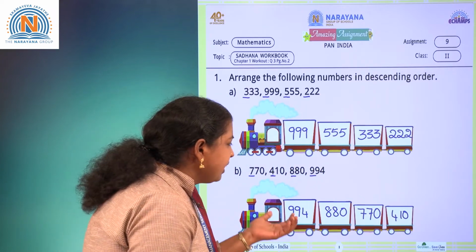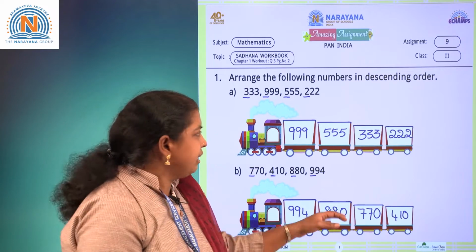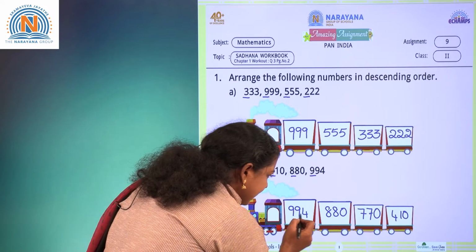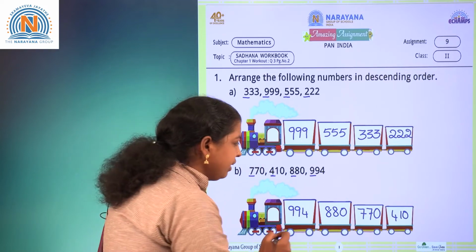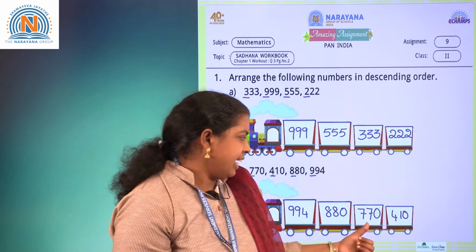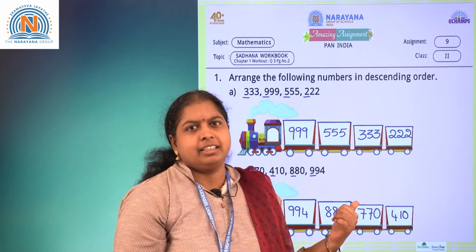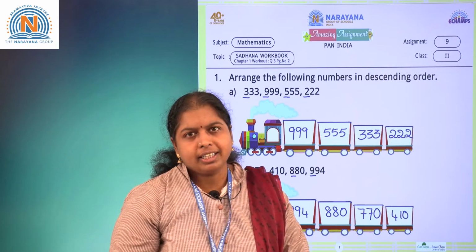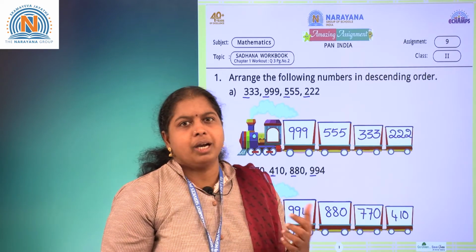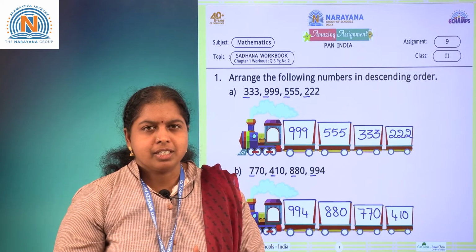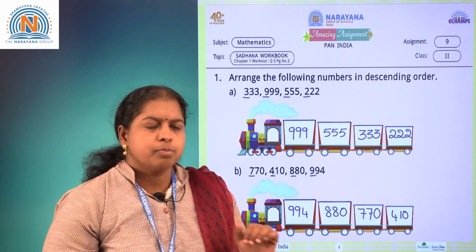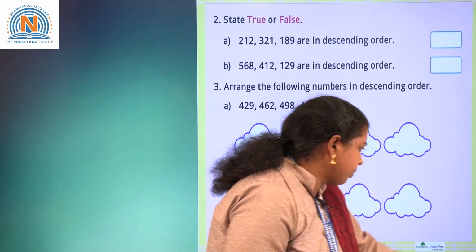Now recheck whether you have written the numbers in descending order or not. 994 is the greatest one. Yes. 880 is the next one. 770, 410. Yes, you have arranged all the numbers in descending order. This is how you have to arrange the given numbers in descending order. Right, children? Let's move to the next question.